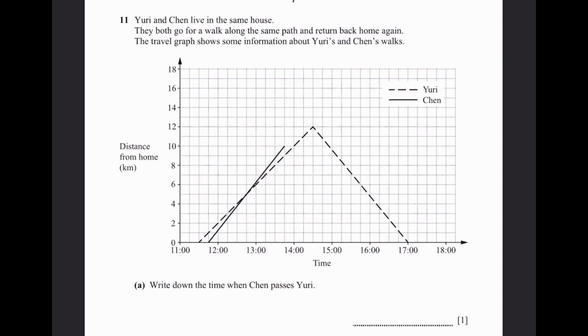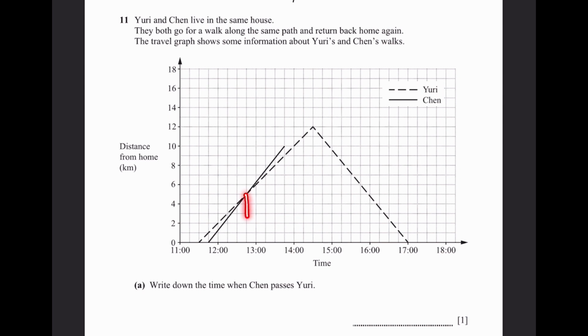Question 11. Yuri and Chen live in the same house. They both go for a walk along the same path and return back home again. The travel graph shows some information about their walks. A. Write down the time when Chen passes Yuri. So the time when Chen passes Yuri is simply the intersection point between the two lines.